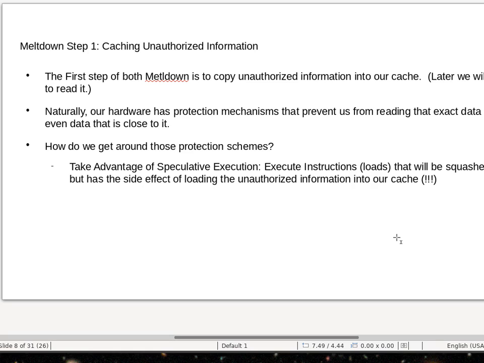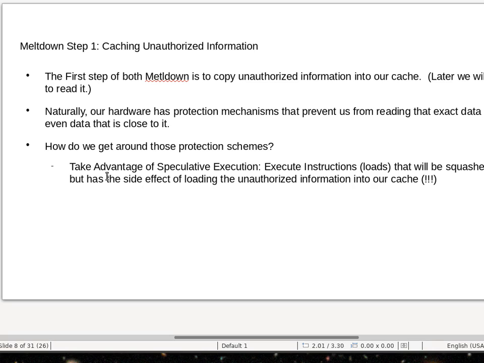Once it's in the cache, we need to come up with a way to read it from the cache line. Normally, if you have a piece of data inside the cache that you're not authorized to have, there are protection bits in order to prevent you from directly reading it. So we need to come up with a way to indirectly read that memory.